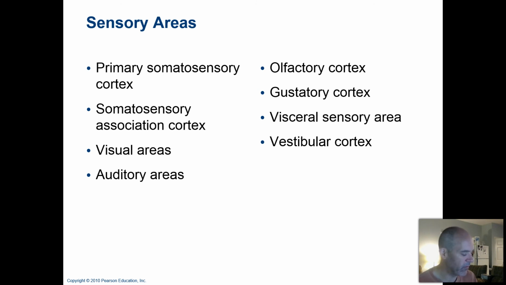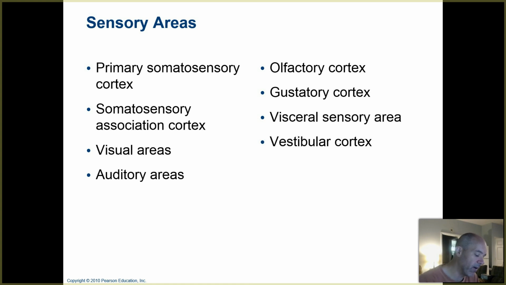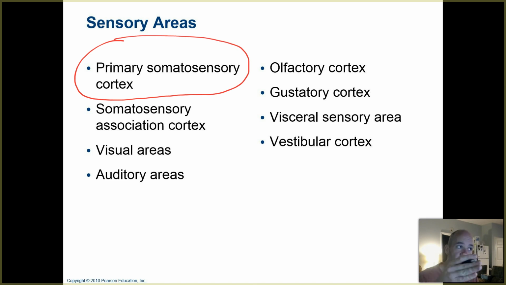All right, how about some of the sensory areas of the brain? We'll talk about some of these. There is a primary somatosensory cortex, which is aligned with the primary motor cortex. It's just posterior to it. Then we have an association cortex, which involves taking sensory information and relating it to past experiences to help you interpret what those senses are and what they mean.